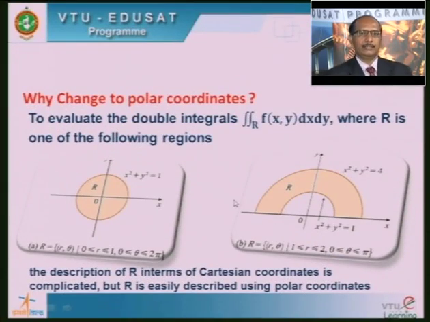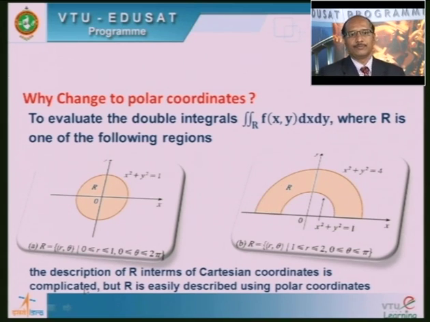Now, why change to polar coordinates? You can ask the question, why is it necessary to change to polar coordinates? To evaluate the double integral over any region R of f(x, y) dx dy, where R is one of the following types of regions, you can see the pictures. The region may be a circle, or a part of a circle, or the region between two circles, where we evaluate the integral from one circle to another circle.